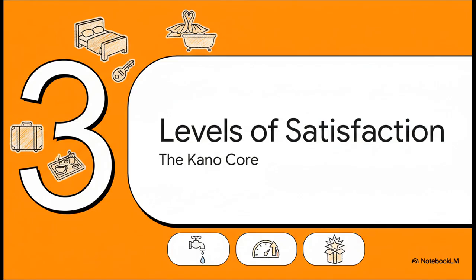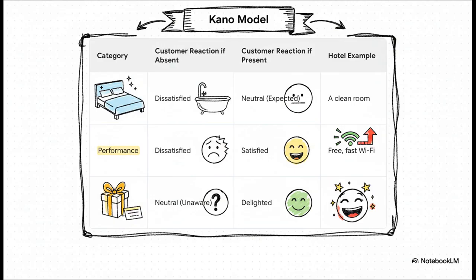You know, the real power of this model is just how simple and intuitive it is. It basically breaks down any potential feature you can think of into 3 main categories of customer satisfaction. And the best way to understand them is with a simple hotel analogy. Okay, check this out. First up, you've got your basic needs. Think about it. If your hotel room isn't clean, you're going to be upset, right? But if it is clean, you don't even really notice. You're just neutral because, well, you expected it.